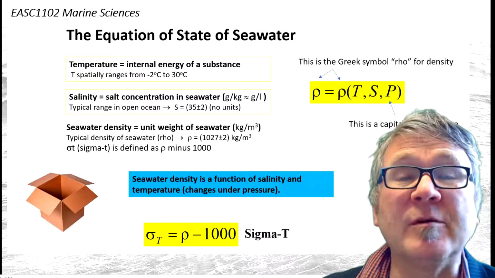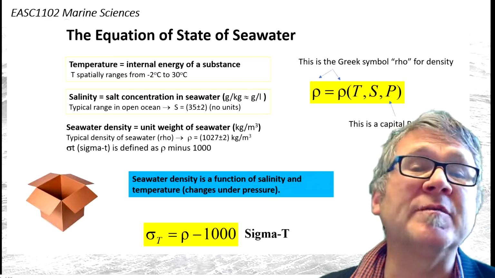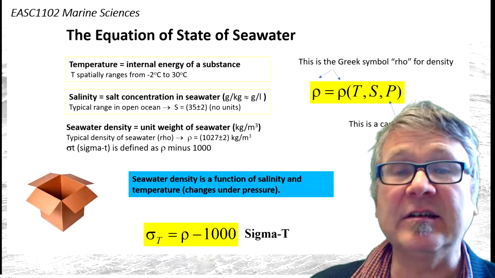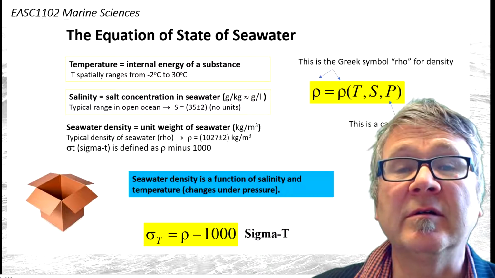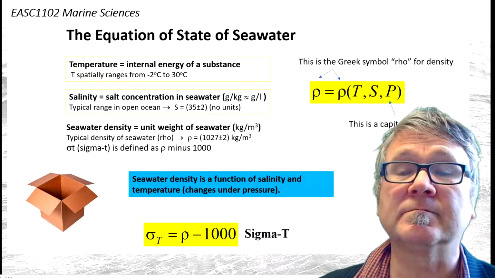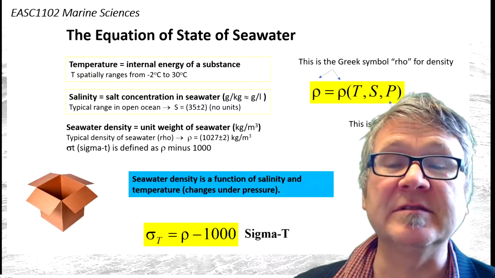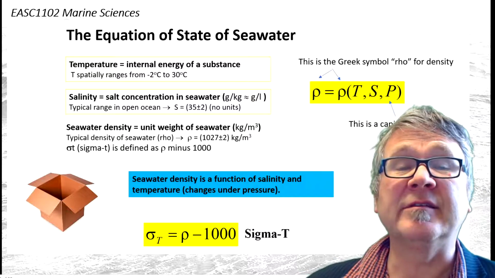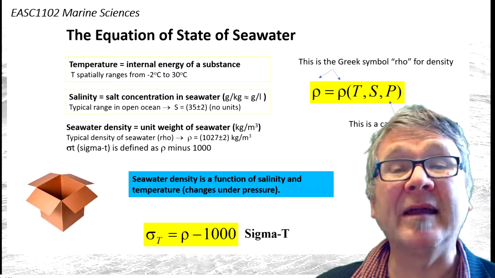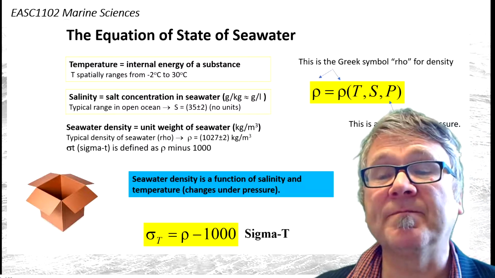And the typical weight of seawater is 1026 kilograms per cubic meter, but the density depends on temperature, salinity, and pressure. So what is temperature? Temperature is the internal energy of a substance. And the temperature of seawater ranges from -2 degrees Celsius to about 30 degrees Celsius in the oceans.